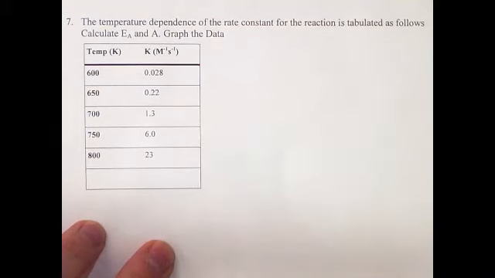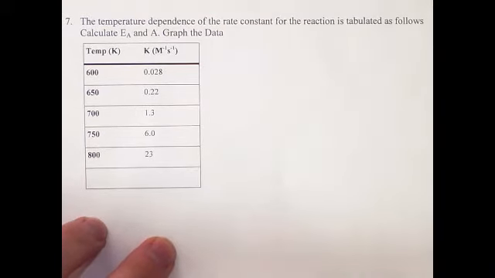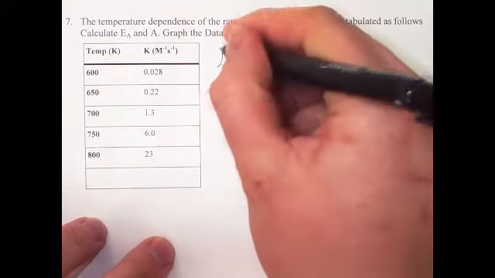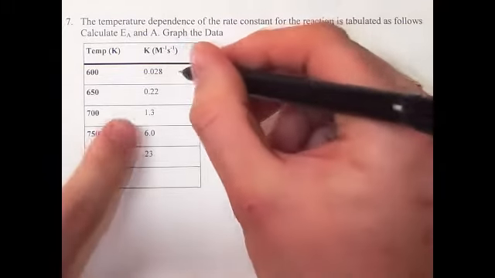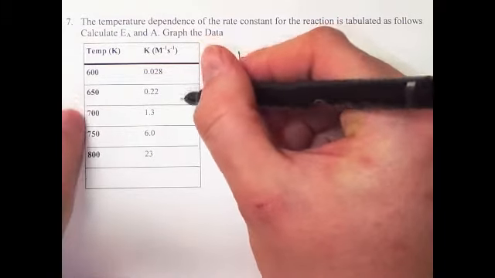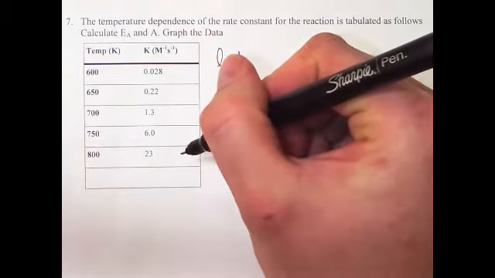So for question 7, we're going to use Arrhenius. And Arrhenius' equation was simply the natural log of the rate constants. So remember that rate constants are temperature dependent. So as you change the temperature of your experiment, you'll get different Ks.